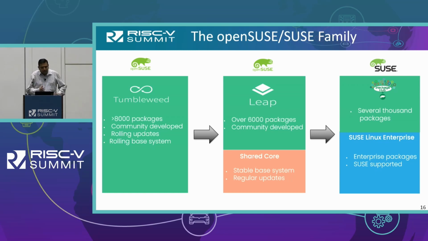As I mentioned before, we start with Tumbleweed first. Tumbleweed features about 8,000 packages that are largely community developed. We have rolling updates and a rolling base system. Then we transition to Leap, which has over 6,000 packages, again community developed. It has a shared core and a very stable base system, and also features a regular cadence of updates. The third step is the enterprise version of SUSE, which has several thousand packages, and they call it SUSE Linux Enterprise. It consists of enterprise-grade packages and is commercially supported. So this is the three-phased approach proposed by SUSE.